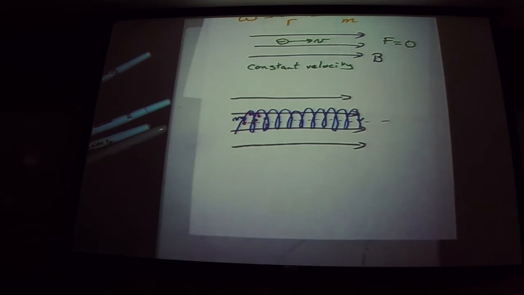Notice it's much different than the electric field. In an electric field, the force is Q times E. The force is either along the electric field or against it. No matter what you do, if you've got charge, you're going to feel a force in an electric field. In a magnetic field, you may not. If you're moving along the magnetic field line, there will be no force. If your charge is not moving, there will be no force.